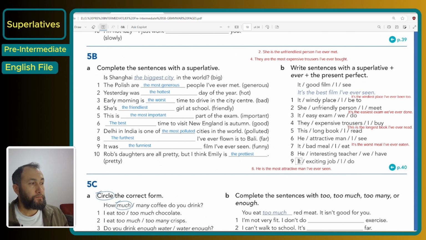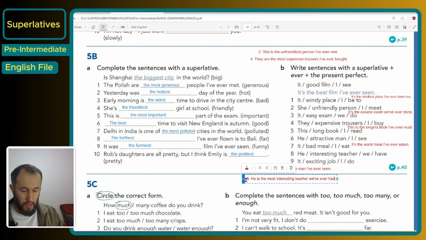Number 8, he interesting teacher we've ever had. Have is the verb, so past participle it will be had. So he is the most interesting teacher. Number 8, let's write it here. He is the most interesting teacher we've ever had. That's it.